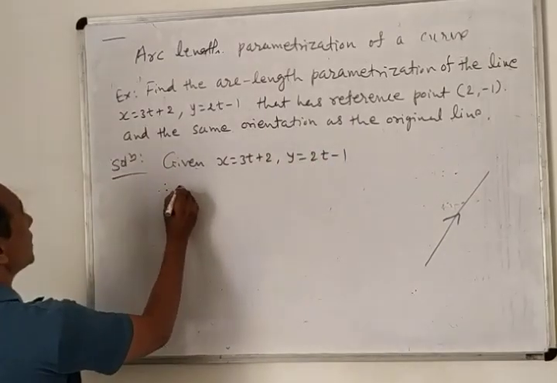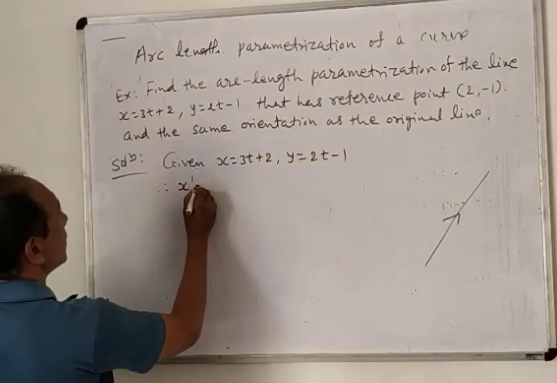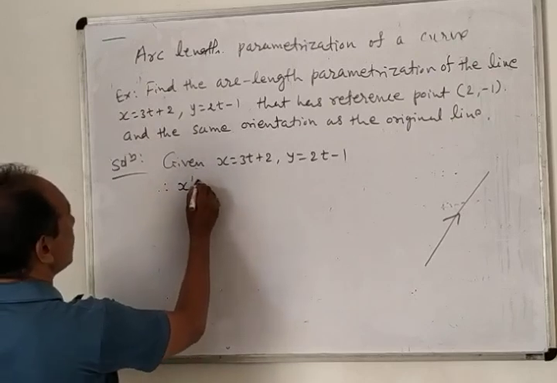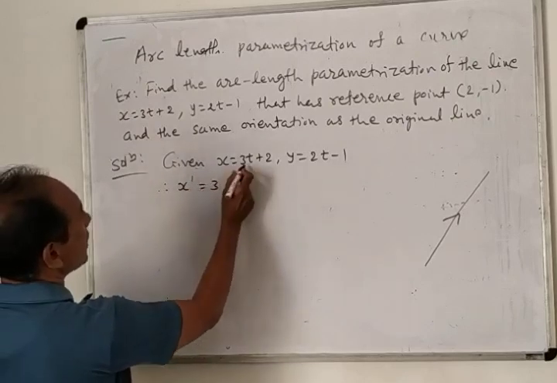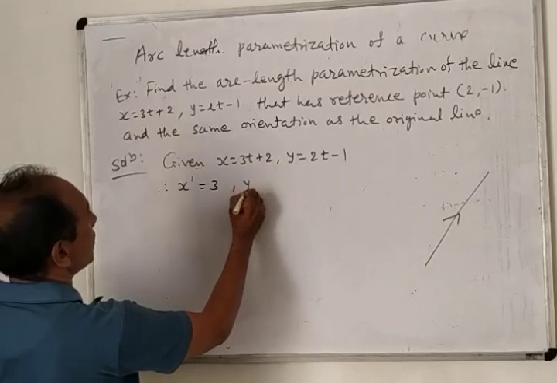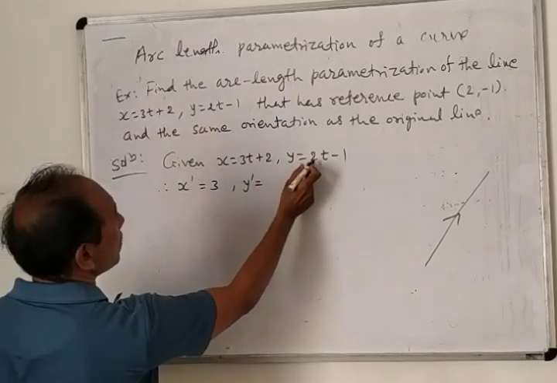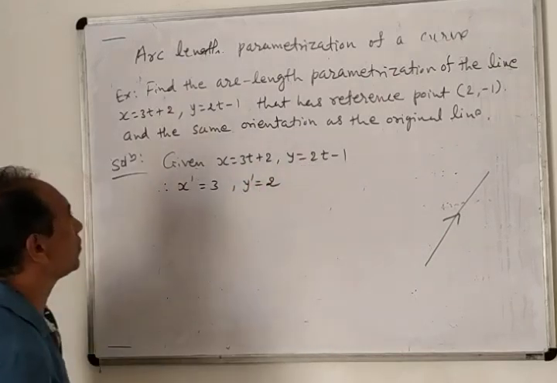So we will find out its derivative. Therefore x dash, that means derivative with respect to t, equal to 3. Derivative of t is 1 and derivative of 2 is 0. So y dash equal to 2t. That means its derivative is 2.